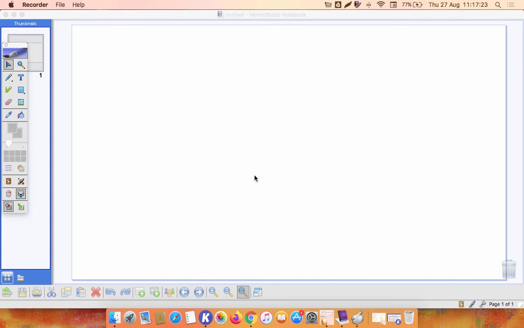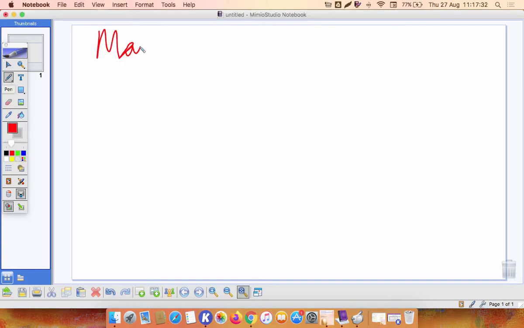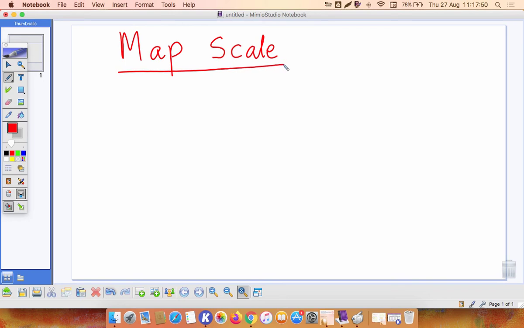To this video. Our focus today is on map scales, and as you've realized, we've been dealing with map scales and calculating distances using a map scale. Now today we want to see how we can calculate area using a map scale.